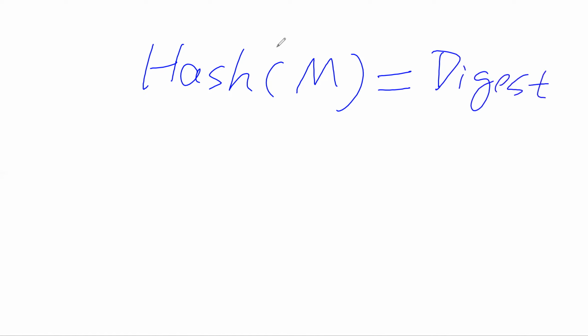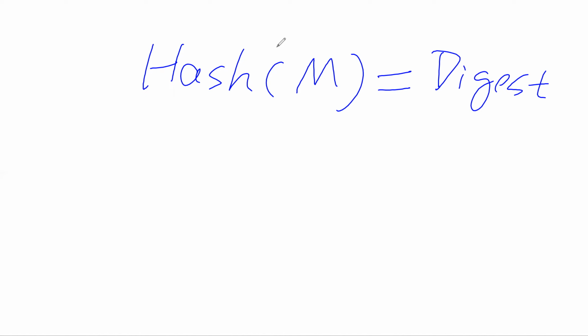Usually, people represent the hash function with h. You can feed this hash function any information with arbitrary length, and what it generates is called a digest, which is of a fixed length. For example, usually the length can be 56 bits or 256 bits.